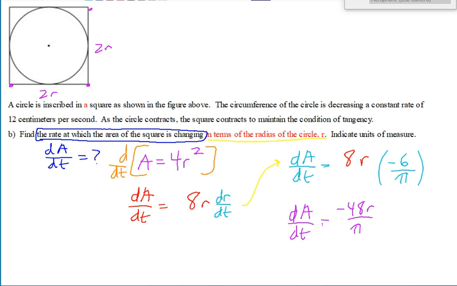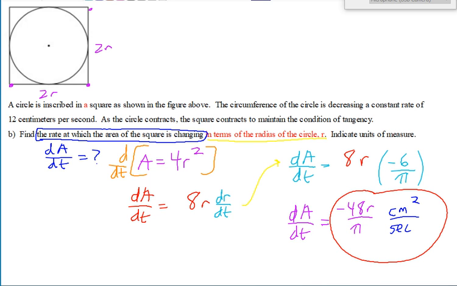So it kind of looks like the answer to part A, but there's a big difference because there's an r in it. Okay, so if we knew what r was, if the radius of the circle was 4 centimeters, you would put that in for r and you get that answer. And the units are a little different too because now it's the rate of change of area. And area is two-dimensional, so instead of centimeters, it'll be centimeters squared per the units for time here, which are seconds. And again, we get a negative answer because the area of the square is also decreasing as the circle contracts here.